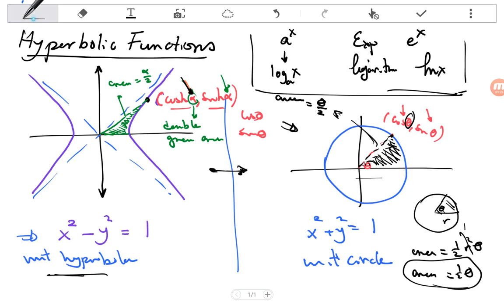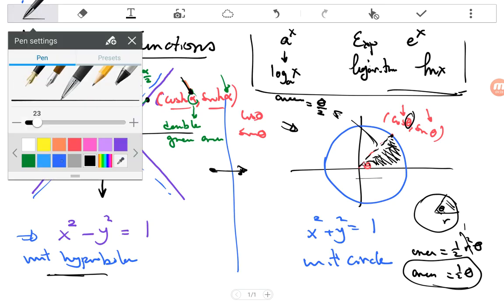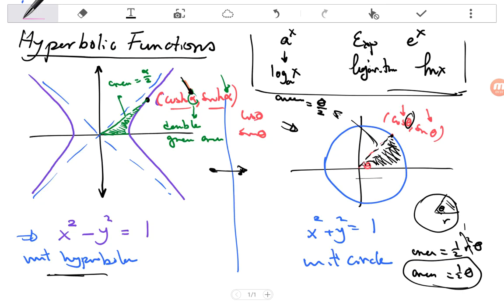Okay? Now, because cosine theta and sine theta are coordinates of a point on a unit circle, we learned a first basic rule for cosine and sine, which comes from the equation of the circle: cosine squared theta plus sine squared theta equals 1. What would you expect the basic rule to be for the hyperbolic functions?